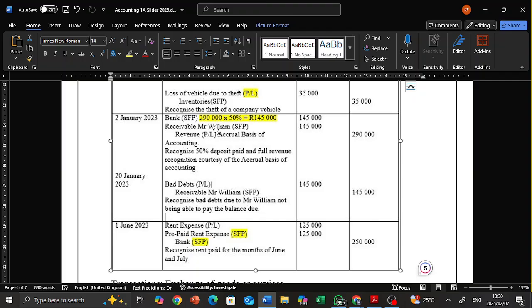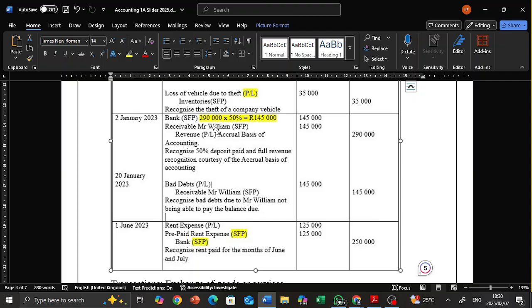Oh, and also you mentioned that the receivable, Mr. William Part, the 145,000 that was recorded, is the money that he still owes. Yes. And when he owes it, we have to debit it. And then when he doesn't owe it anymore, we credit it. Because receivable is an asset.